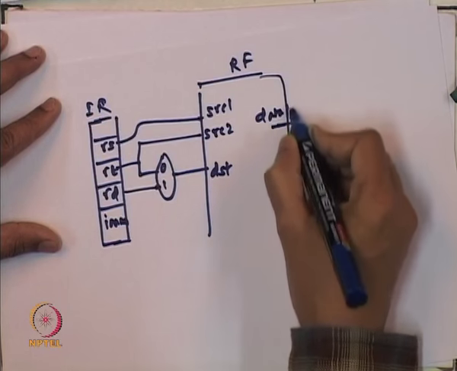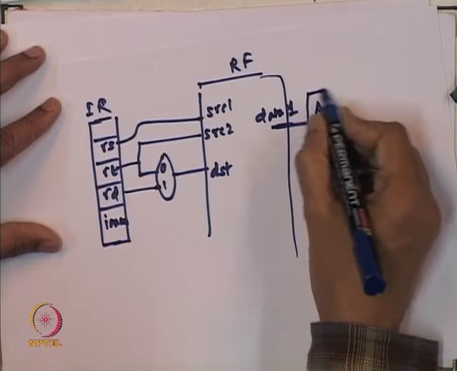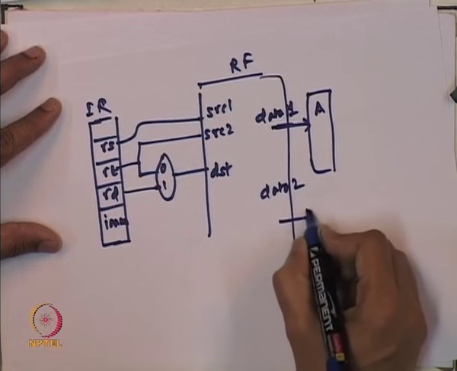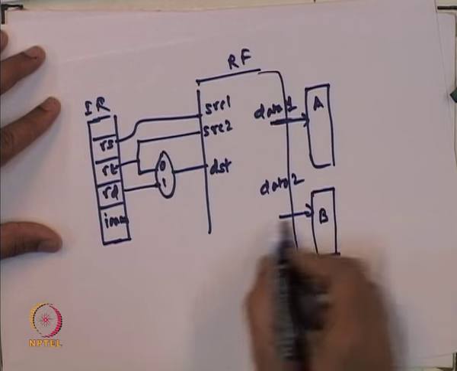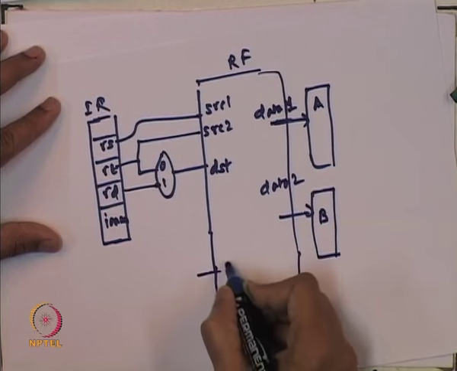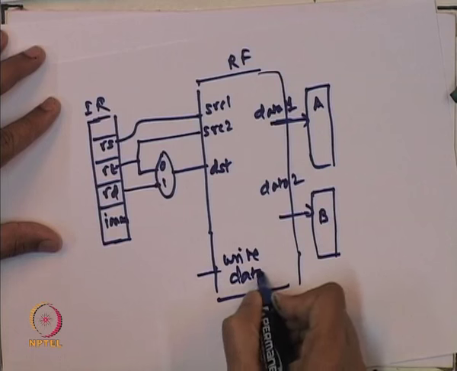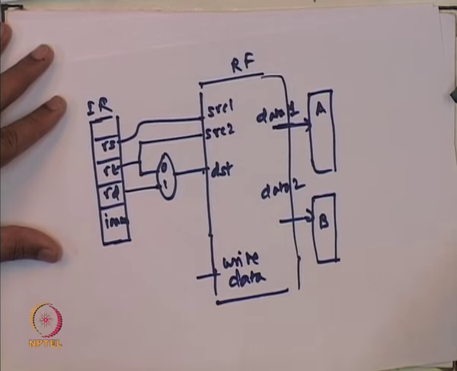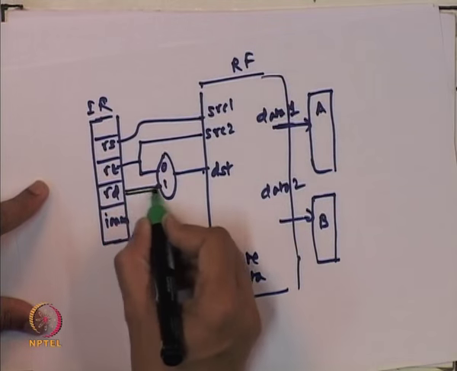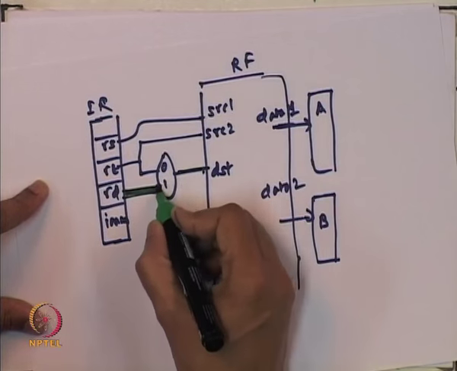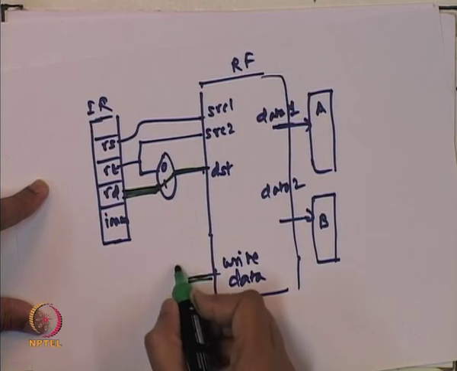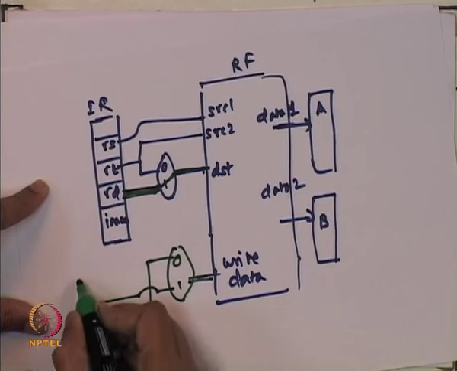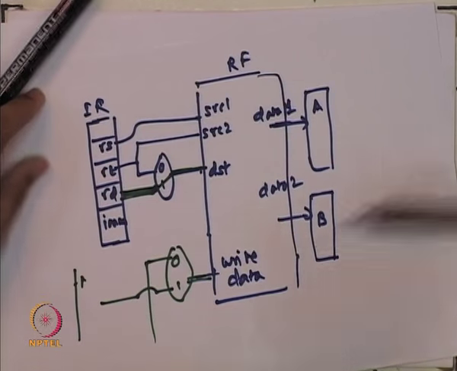Data 1 goes to A, and the data read out from the register specified here goes to B. We are not concerned about that in this case, but it is just for having a complete picture. This is the data input to the register. And which register, that is decided by this, but in this current instruction it is going to be the destination. Normally it would have been from the MDR, sorry, this is not to be worried about.